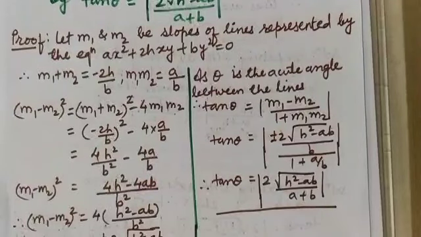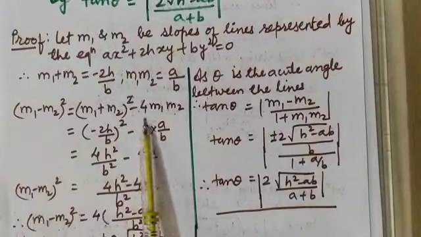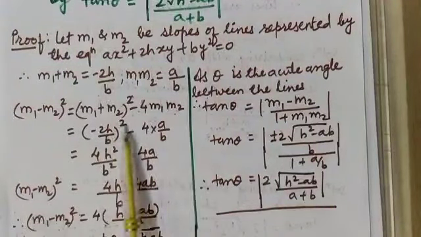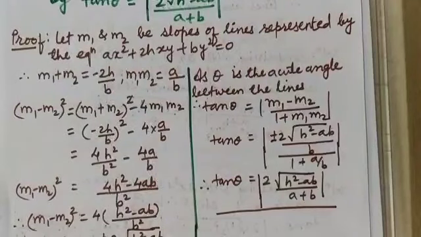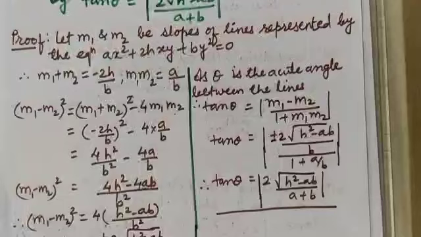First consider the slopes m1 and m2 represented by the lines ax square plus 2hxy plus by square is equal to 0. Calculate the sum of the slopes, then the product of the slopes, then use the identity (m1 minus m2) whole square is equal to (m1 plus m2) whole square minus 4 m1 into m2. Simplify this equation. After the simplification, we will get the value of m1 minus m2, and put this in the formula.